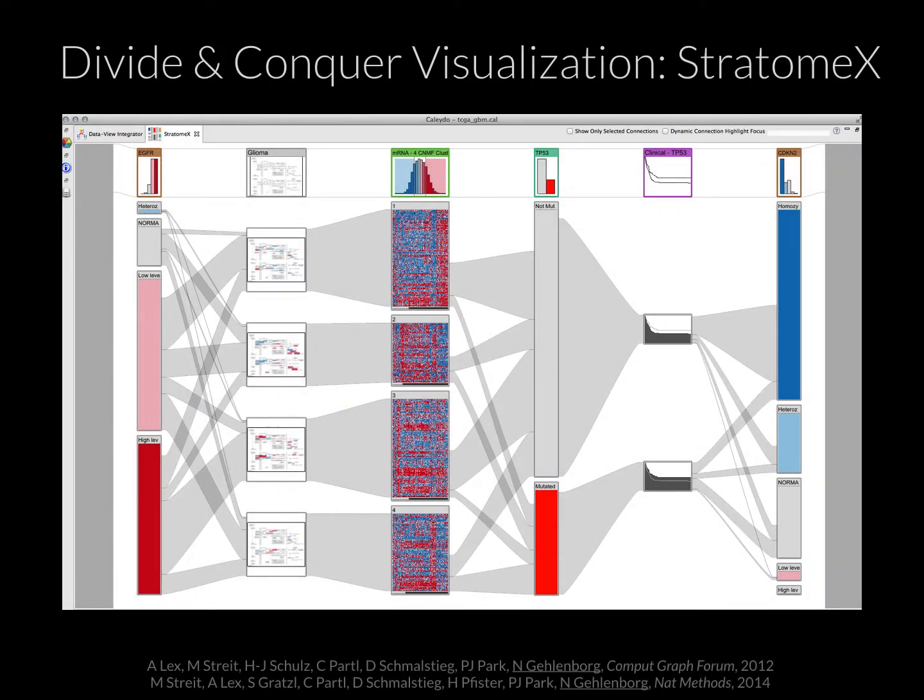And here is a tool that we built to do that. This tool is called StratomeX. That stands for Stratome Explorer, and Stratome is a word that we made up. It's supposed to be the set of all possible stratifications of a cohort. As you can imagine, when we look at this data set, we could cluster the patients on any of these data types. That will already give us five different stratifications just by looking at the microRNA, the mRNA, the protein expression levels, the methylation, and copy number.